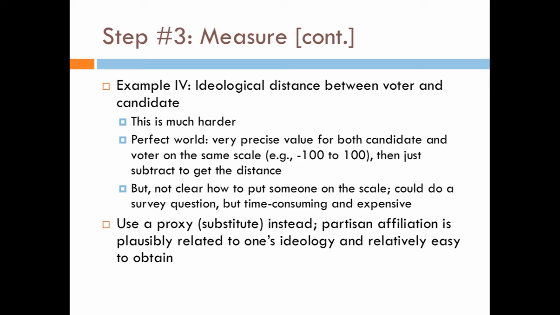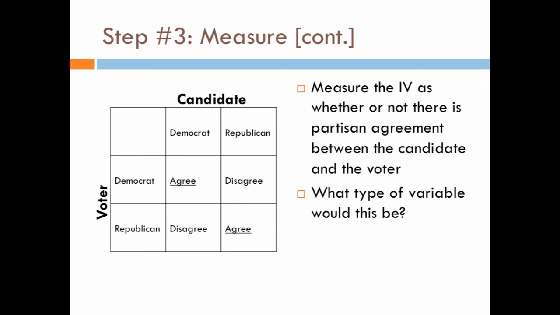In this case, partisan affiliation is plausibly related to one's ideology and is relatively easy to obtain. So in practice, this means that we could measure the independent variable as whether or not there is partisan agreement between the candidate and the voter. If there is agreement, let's code this as 1. If there isn't agreement, let's code that as 0.